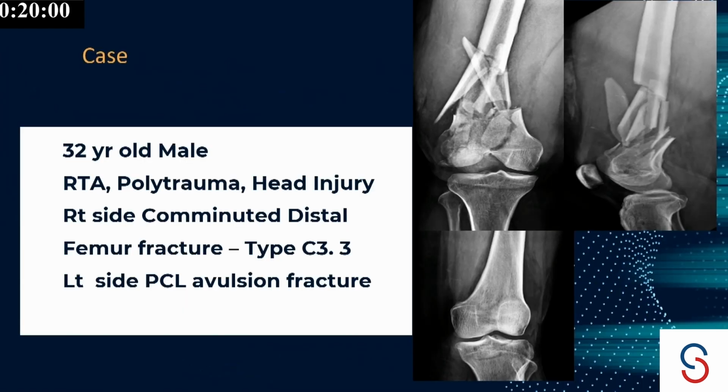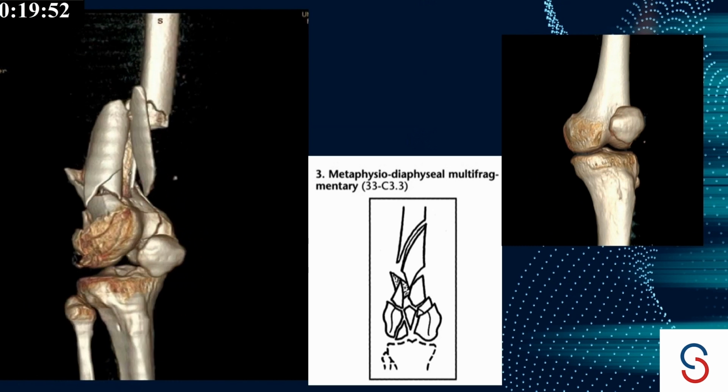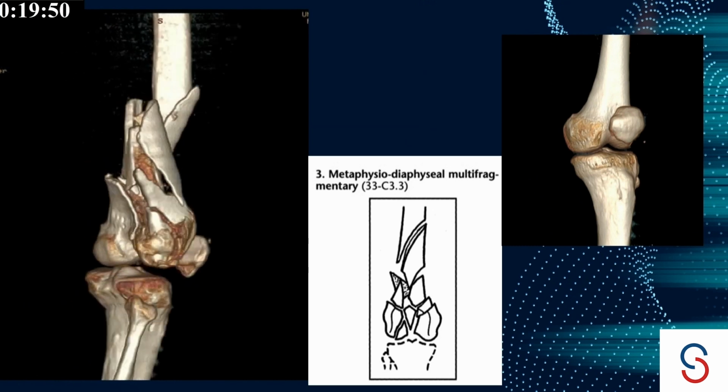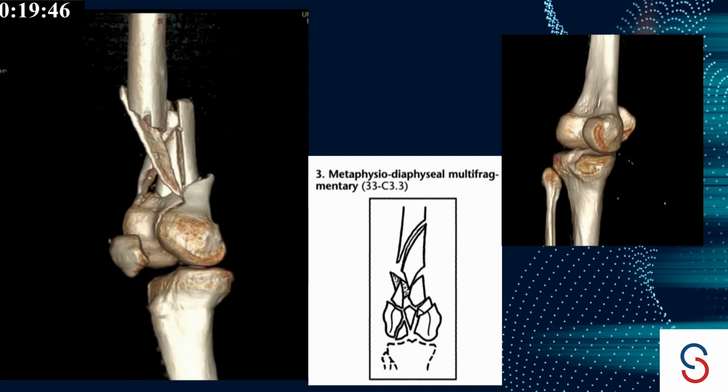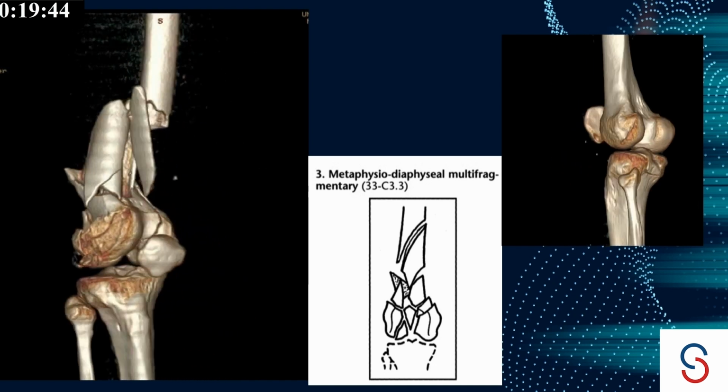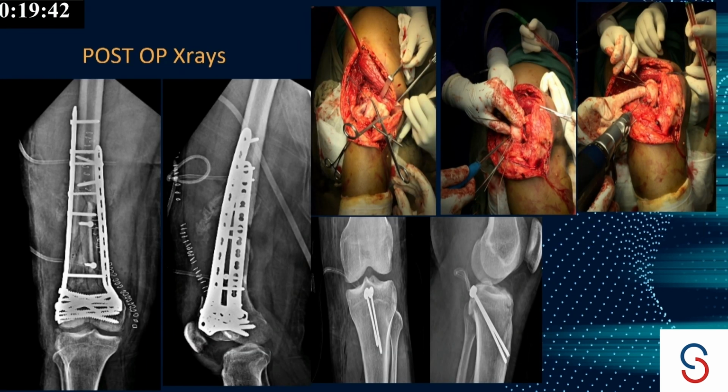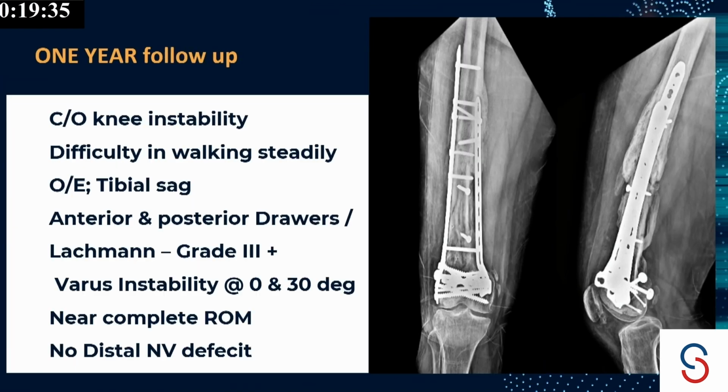This is the fracture, a 32-year-old gentleman who presented with a road traffic accident, and he had a comminuted distal femur fracture with this type of configuration, C3-3 type, and on the opposite side he had a PCL avulsion injury, and we picked up most of these injuries and tried to address them. This fracture was very well fixed, good articular reconstruction was done, and the PCL was also fixed.